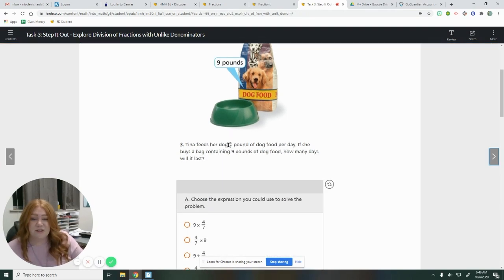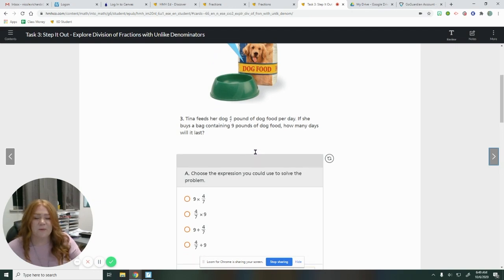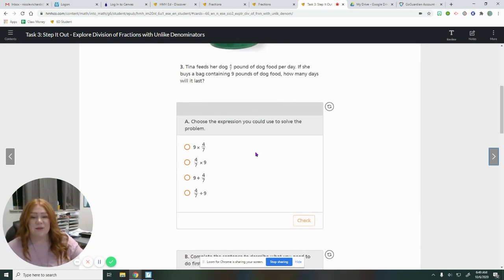So Tina feeds her dogs 4/7 pound of dog food per day. If she buys a bag containing 9 pounds of dog food, how many days will it last? So first we want to think about what does she have? What is the total she has? And we're going to divide it by the pieces that she's using every day. Let's go ahead and see which expression best represents this problem here.